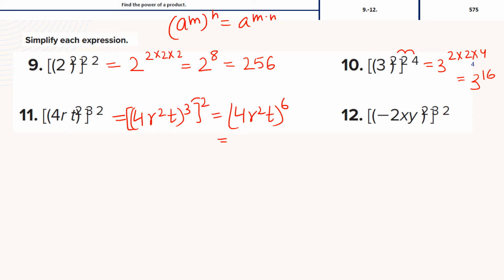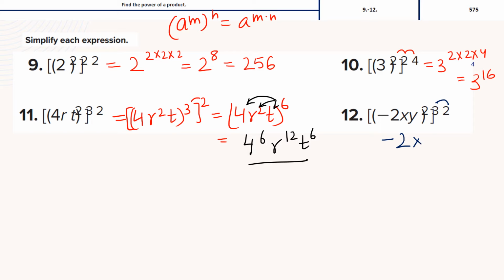So now we can distribute the power to each of the terms here. So it becomes 4 to the power 6, r to the power 12, t to the power 6. This is your final answer. Let's move on to the next question. Here you have 3 to the power 3 multiplied with 2. So this will become 6.